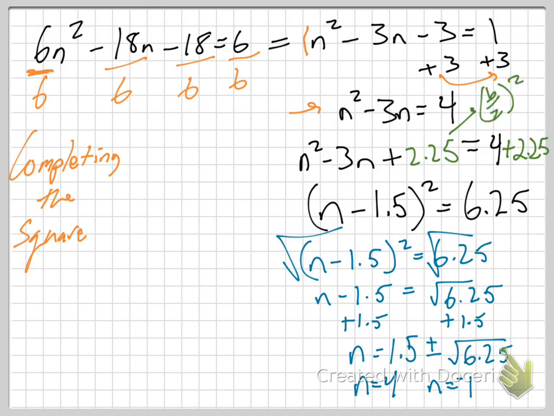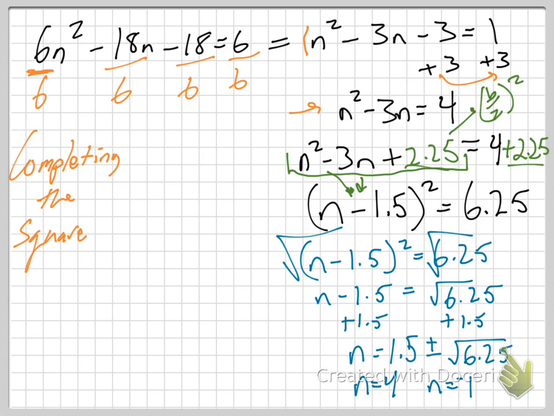Half of 3 is negative 1.5. Negative 1.5 squared is 2.25. And I add that on both sides. That gives me a perfect square trinomial on the left, which collapses down into n times half of b, keep the sign, squared, equals, and 4 plus 2.25 is 6.25.